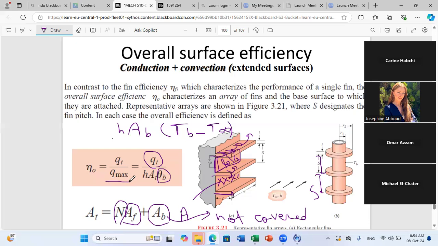So in this case, Q max is h times total area times theta base, while Q total actual is the heat lost through the base that is not covered by fins, plus we should add to it what? Plus Q fins, the heat lost through fins. And we have seen that if we know the efficiency of each fin, we can calculate this Q. So we do n times Q per fin. And Q per fin can be calculated by knowing the fin efficiency.